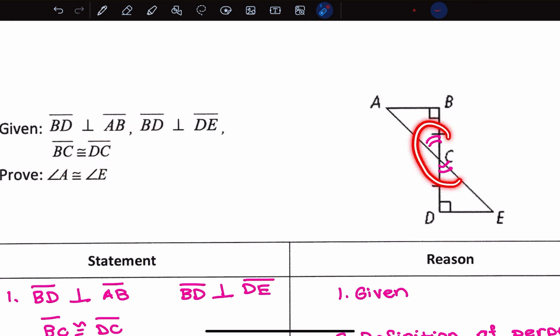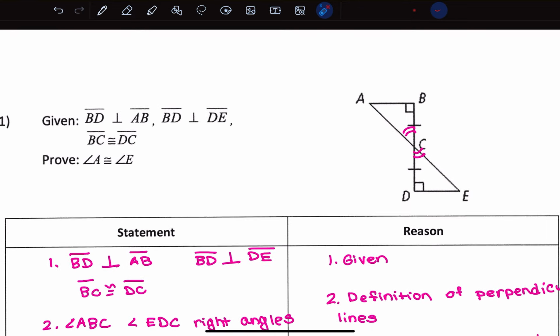Now, because I have intersecting lines at C, I also want to use vertical angles. So I'll have an angle, a side, and an angle. So here's an example of a right triangle where we're not going to use HL simply because it is a right triangle. So I will say that the triangles are congruent by angle, side, angle, and then use CPCTC to state that A is congruent to E.